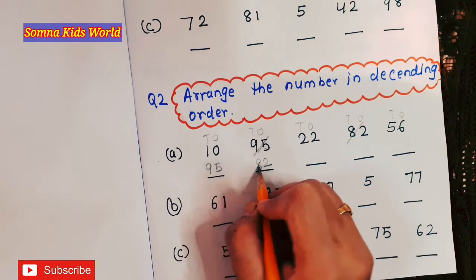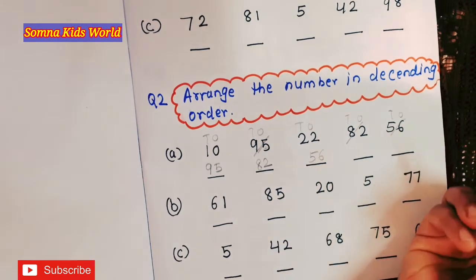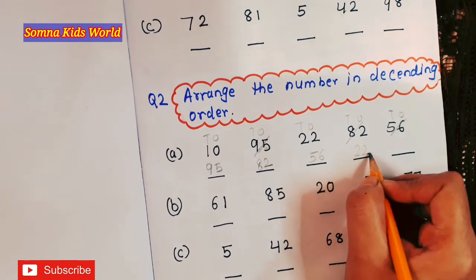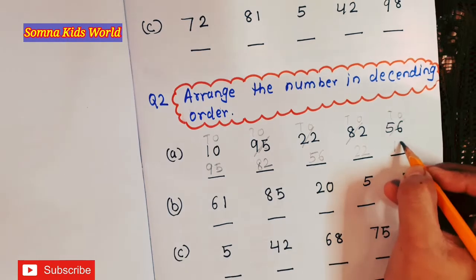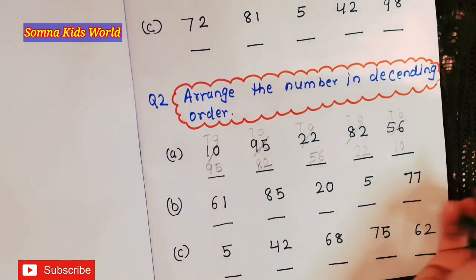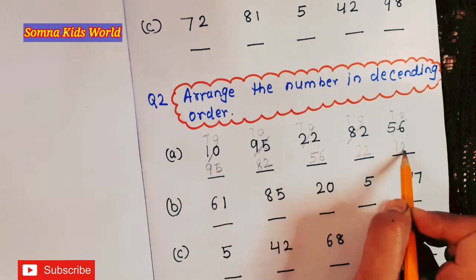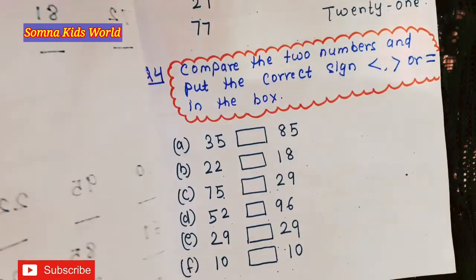After 82 it's number 56. After 56 it's 22. After 22 it's 10. So like this, descending means from bigger to smaller number. Like this they can solve the other questions too.